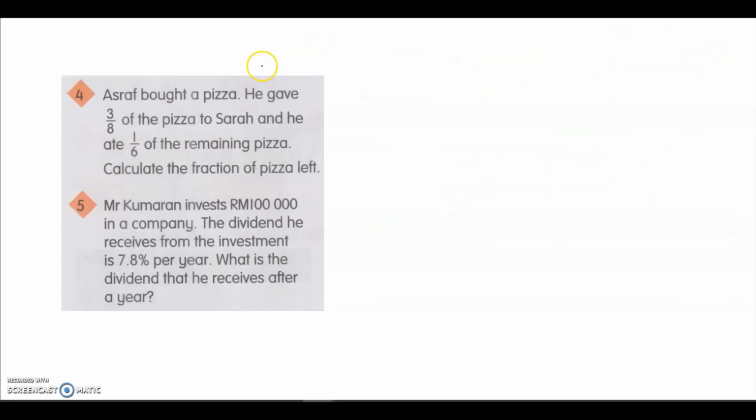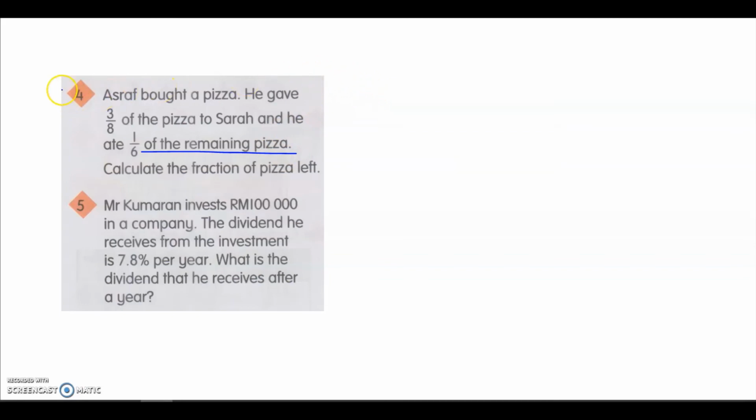Question 4. Ashraf bought a pizza. He gave 3/8 of the pizza to Sarah and he ate 1/6 of the remaining pizza. Okay, this one very important. Underline first, of the remaining pizza. Calculate the fraction of the pizza left.